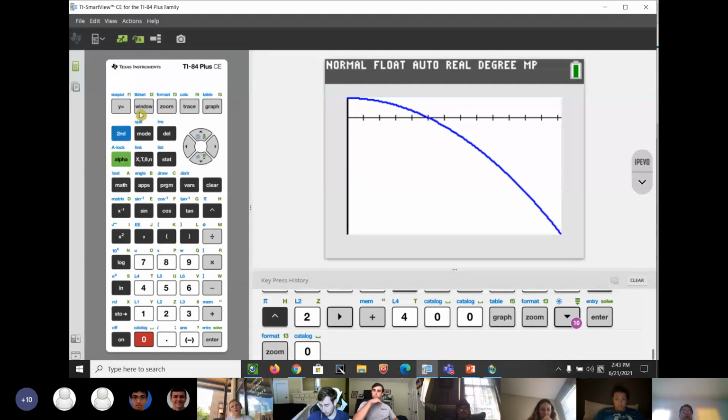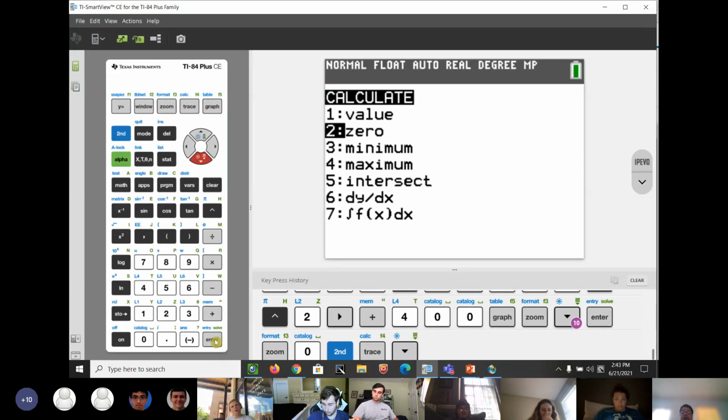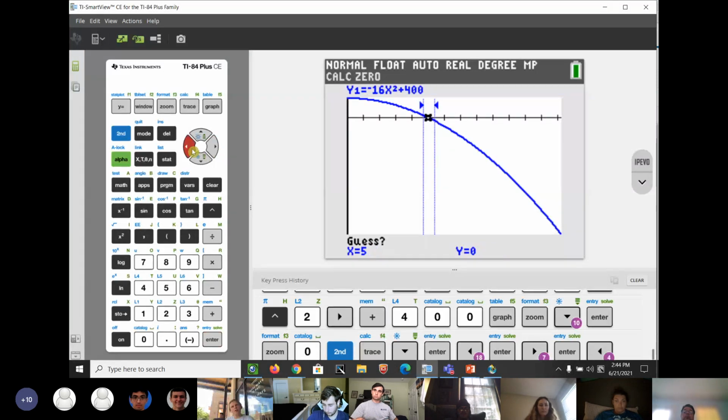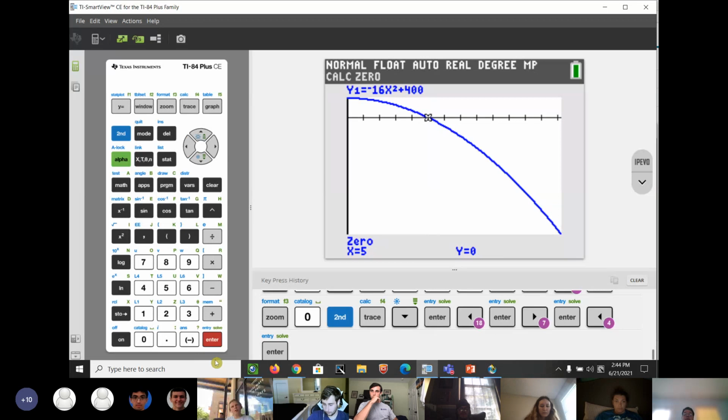So I'm going to call it second trace 0, which means your x-intercepts. And left side looks like 5. But I want to make sure. What'd y'all get? 5, Hubert. That's good. So at 5 seconds, the ball hits the ground.